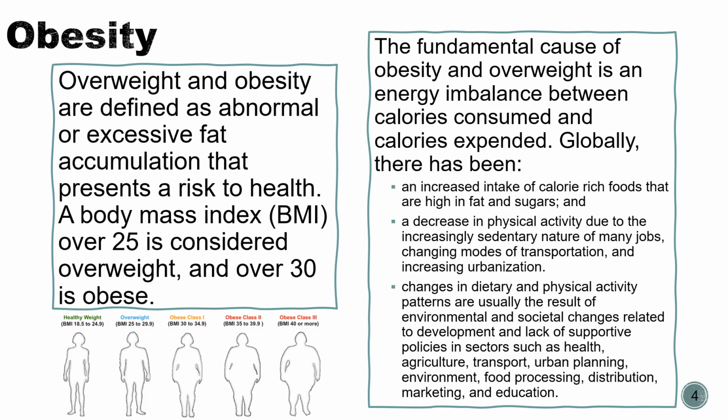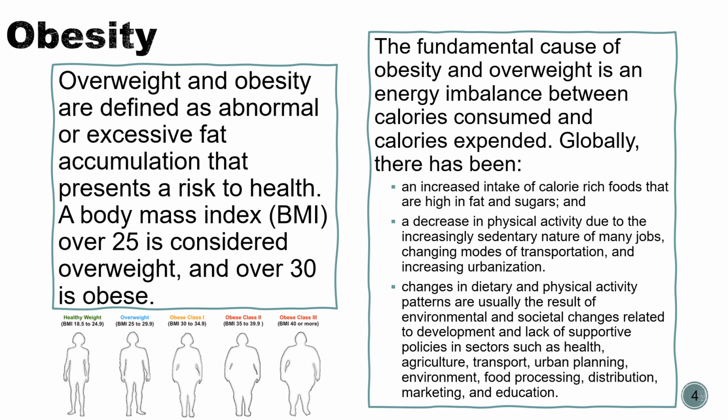Obesity and overweight are defined as abnormal or excessive fat accumulation that presents a health risk. A body mass index, or BMI, over 25 is considered overweight, and over 30 is considered obese. There are also 3 classes of obesity depending on how high your BMI is.